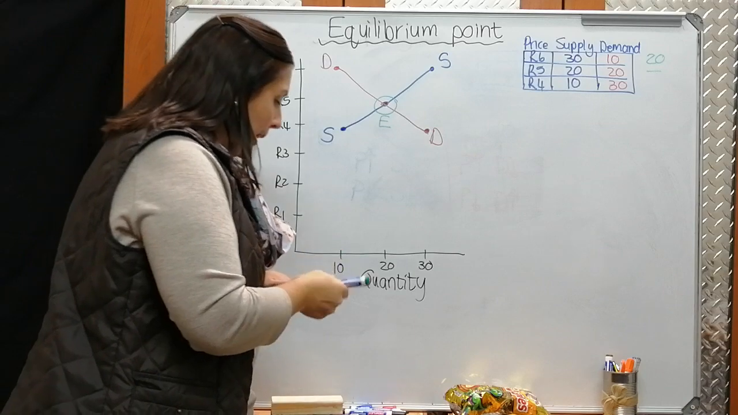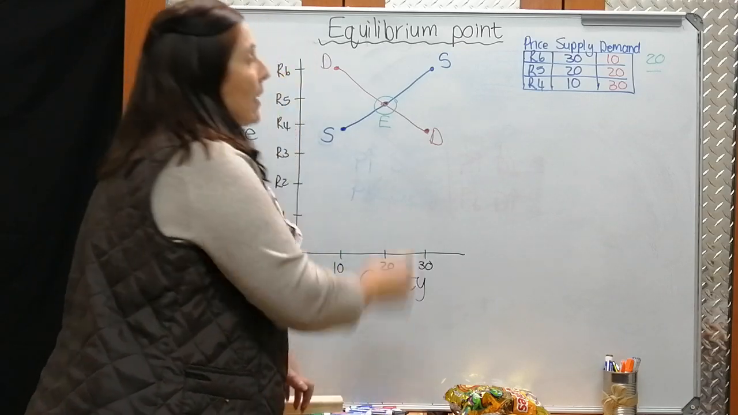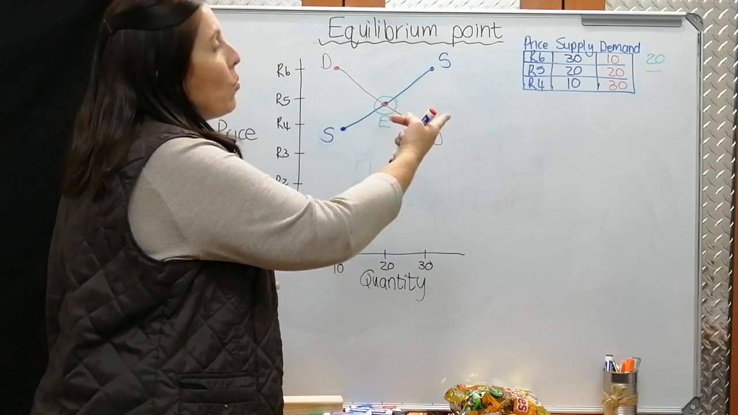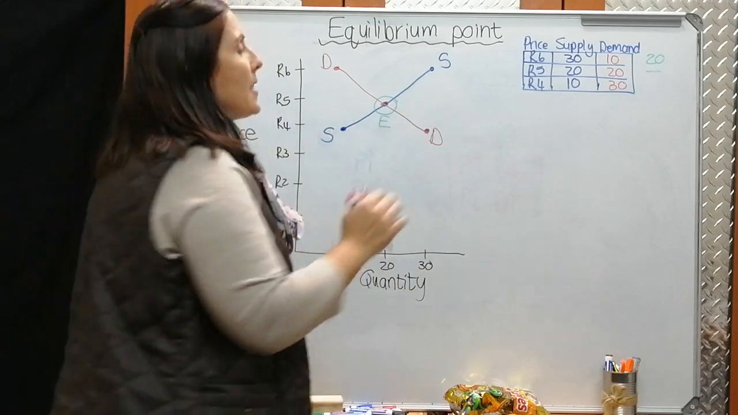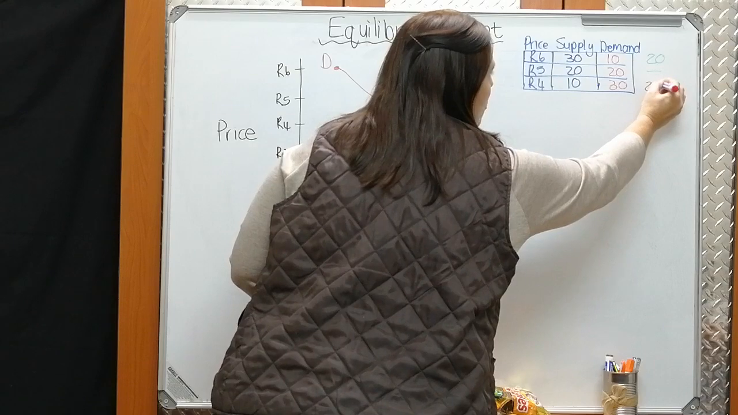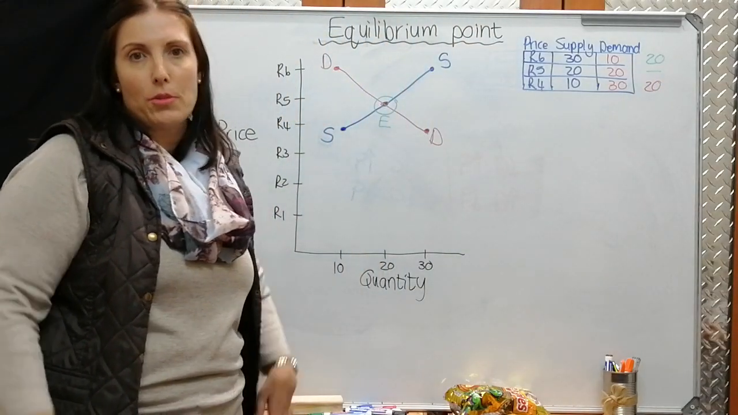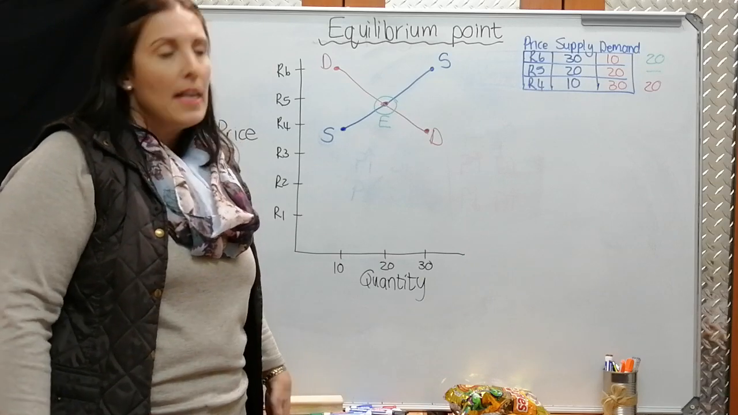And then if we go to the last one at 4 Rand, only 10 packets were supplied, but there was a demand for 30. So my deficit, and that's why I'm putting it somewhere in red, my deficit is then 20 packets of chips. There's a shortage in the market.